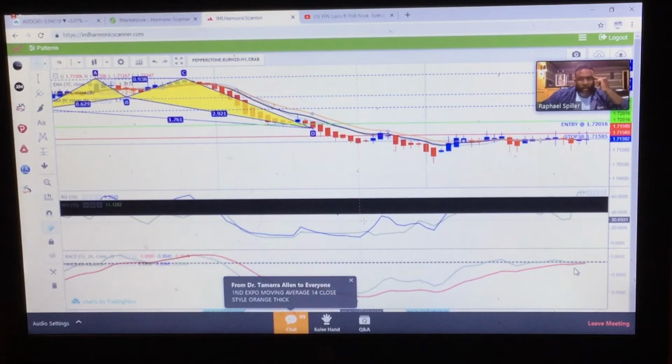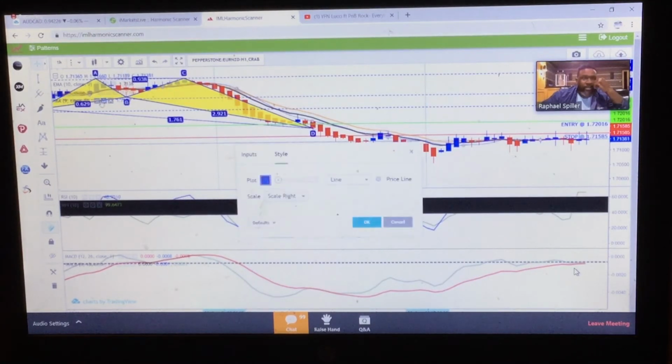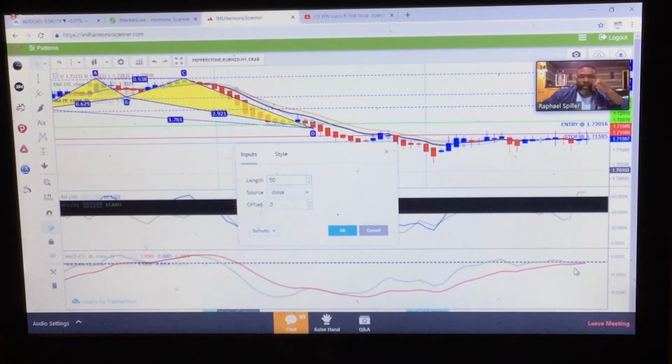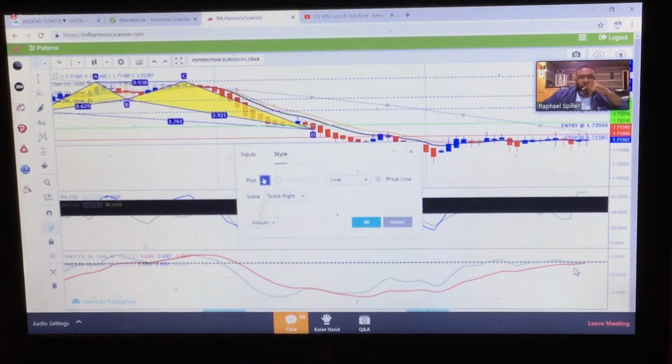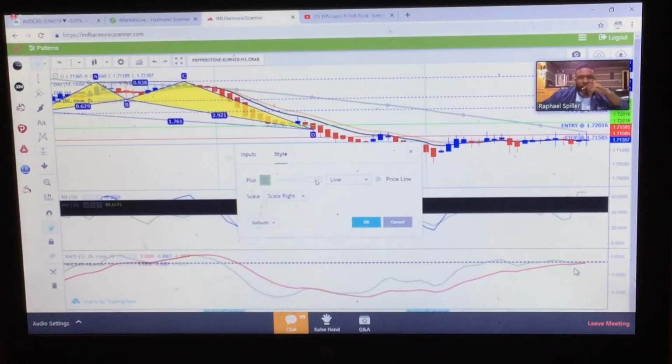Are y'all with me? And the next one I'll do is probably a 50. I use my 50 as my simple moving average, just a regular moving average. It'll be 50, simple, close, and that line will be green. I'll make it thick.